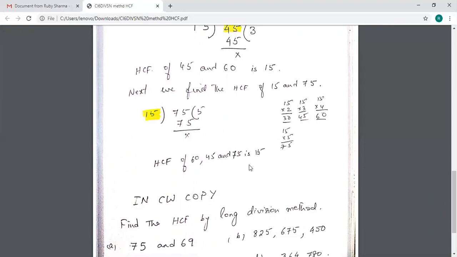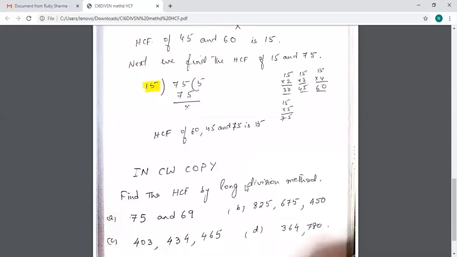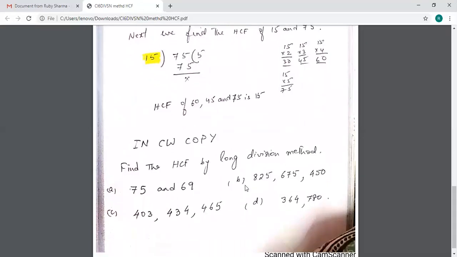So just go through these 2 sums. Follow the steps, read the steps first, then go through these sums and the explanations, and then you do these 4 sums in your classwork. Okay, children, if you do these 4 sums, you will know whether you have understood or not.